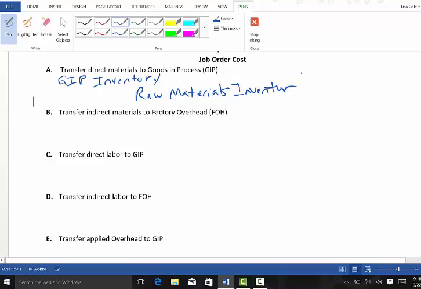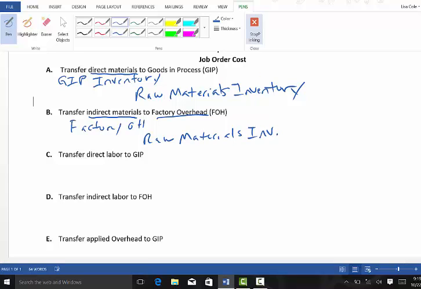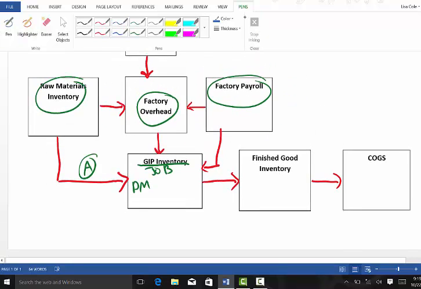As we're gathering materials for the job, we have direct materials and we also have indirect materials. Those indirect materials go to the factory overhead account. And so we would debit factory overhead and we would credit raw materials. And so that would be B, our indirect materials go into our factory overhead.